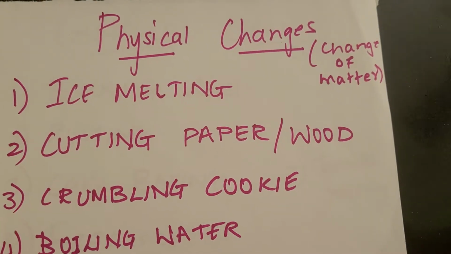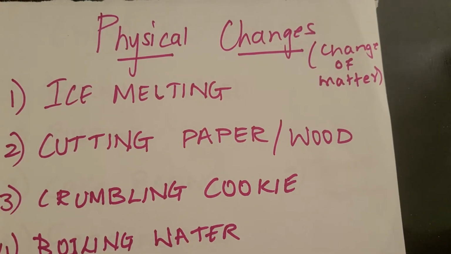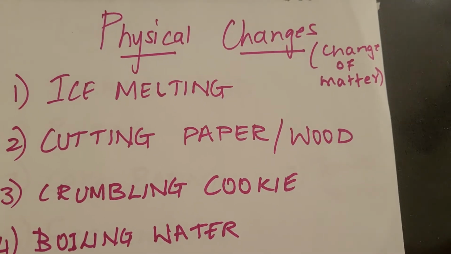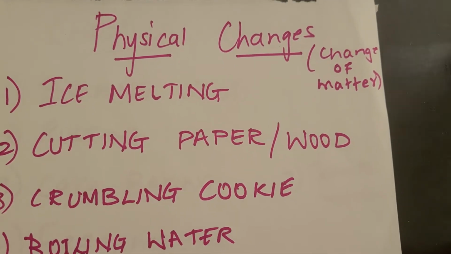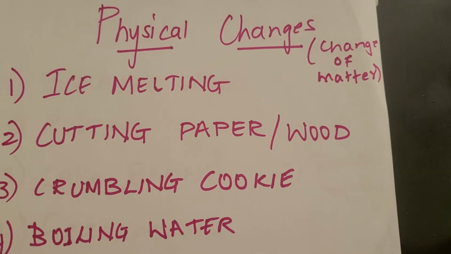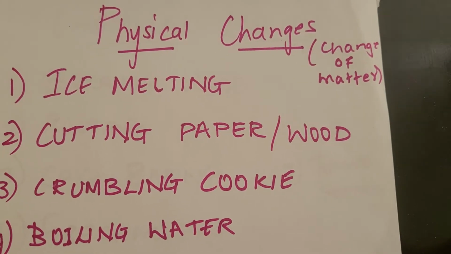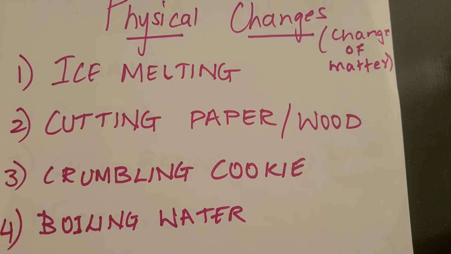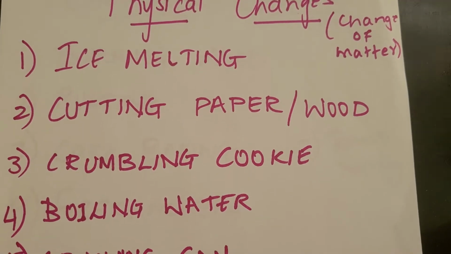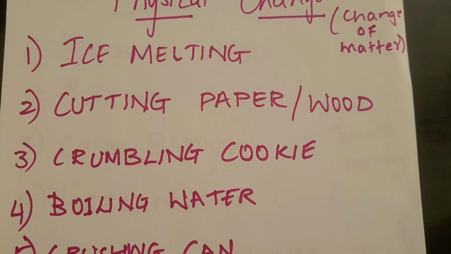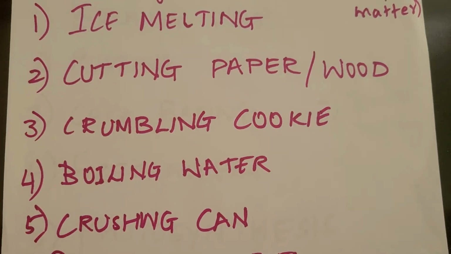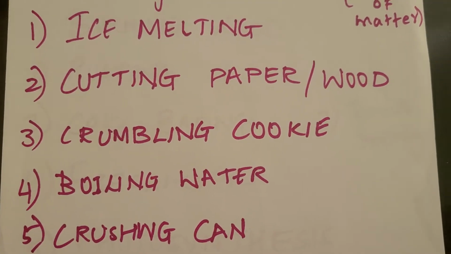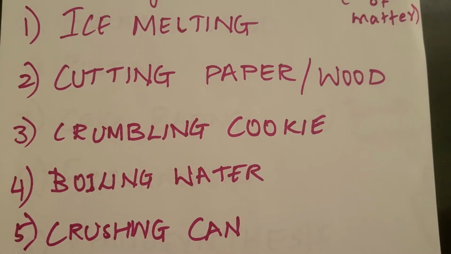So these are the examples of physical changes. We've already done a video on one of the examples of physical change and chemical change, but these are the various examples. So it's a change of matter mostly. So the physical changes are ice melting, cutting paper wood, crumbling a cookie, boiling water. So most of them, if you see ice melting, boiling water, is a change of matter.